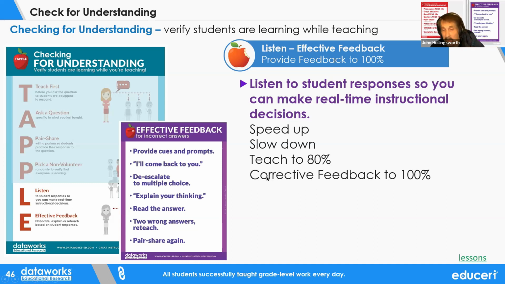And let's read the next part. Corrective feedback to 100%. So usually I say that the responses tell you whether to speed up, slow down, or reteach. Remember, we didn't use opinions that students think they're learning. We actually listen to their responses, and a random sampling makes it statistically valid. And of course, with the whiteboard, you're actually seeing everybody.